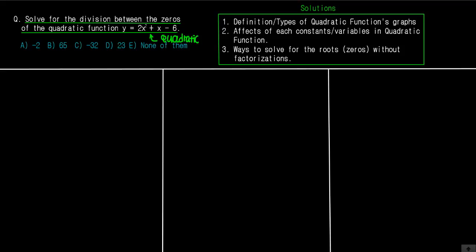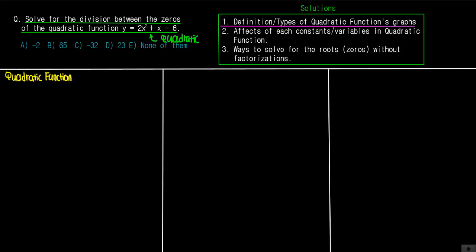There are 4 choices that we can make as we solve this problem. In order to solve it, we have 3 things that we need to know to approach this question. The first thing is the definition and types of quadratic function and its graphs.